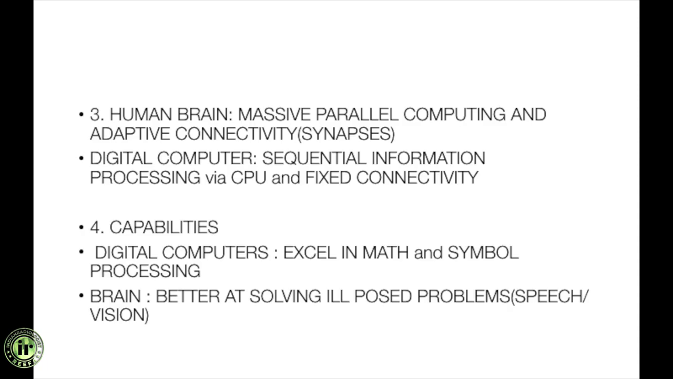But then the human brain comes back because of its massive parallel computing and adaptive connectivity, which is because of those synapses, and it scores a lot over the computers there. Digital computers are more capable of sequential information processing rather than parallel computing. Now, in capabilities, digital computers are very good at going from A to B. So they excel in math and in symbol processing as compared to the human brain. But the human brain is much better at solving ill-posed problems such as those in speech and vision.